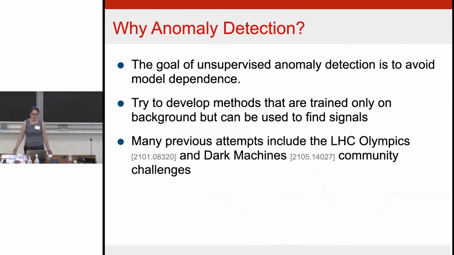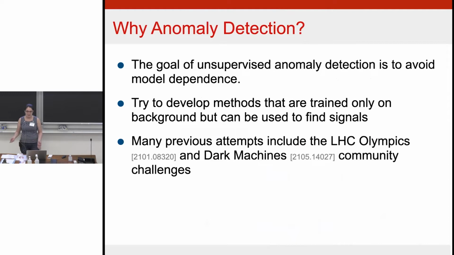And so the goal of unsupervised anomaly detection, as we've been talking about, is really to avoid this model dependence. And I really want to emphasize that these methods need to be completely dependent only on background. So there's a lot of attempts at unsupervised anomaly detection that train on background data, but then optimize things like hyperparameters based on the signal. That is not completely unsupervised. So if you want a completely unsupervised method, you really need things that are totally signal independent.